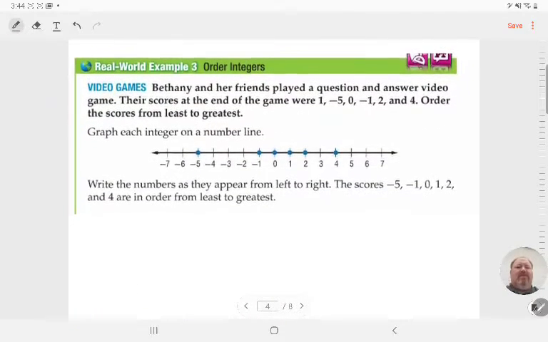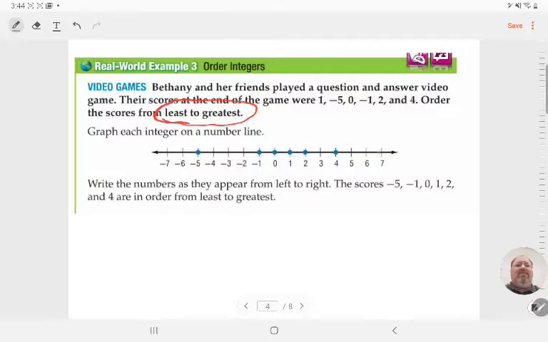So let's take a look at this question. It says, Bethany and her friends played a question and answer video game. Their scores at the end of the game were 1, -5, 0, -1, 2, and 4. Order the scores from least to greatest. When you read a problem like this, make sure you're looking at how they want you to list it. In this case, it's least to greatest.